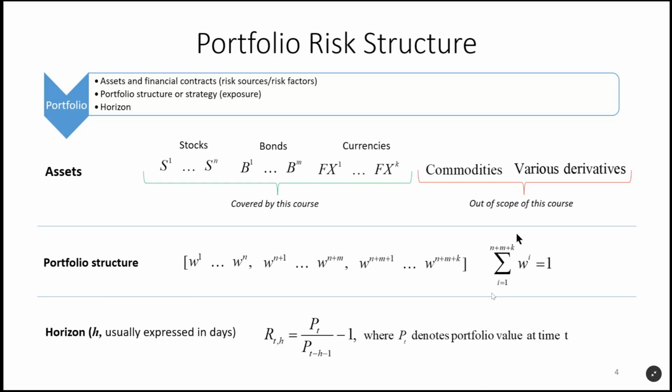Other instruments like commodities and various derivative contracts we're going to keep outside of the course, because those instruments actually deserve discussion in their own course. All right. So this is a notation. We're going to denote prices of the instruments that we consider this way. Now we're going to talk about the portfolio structure.